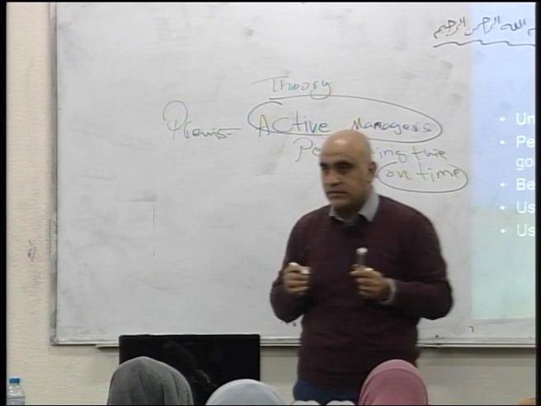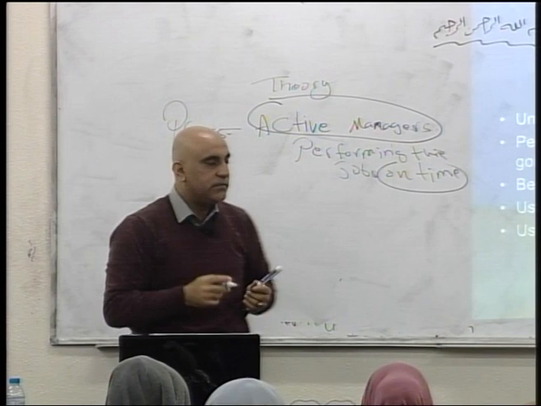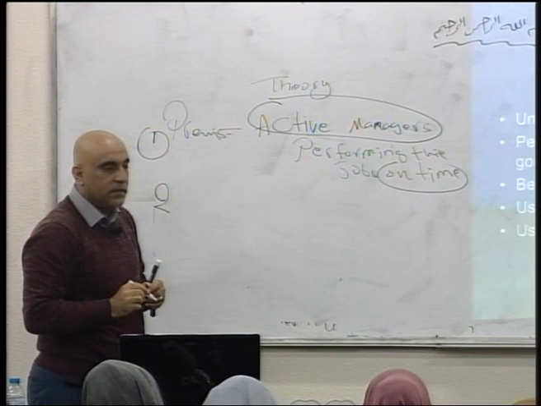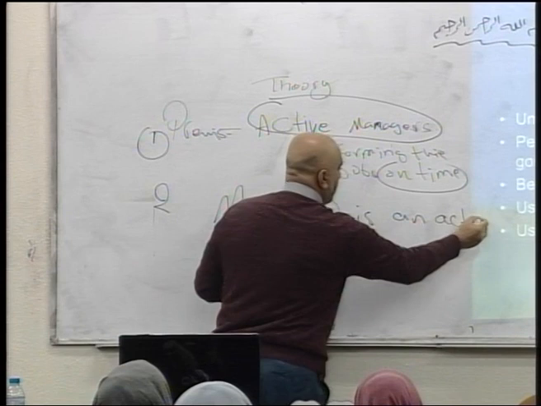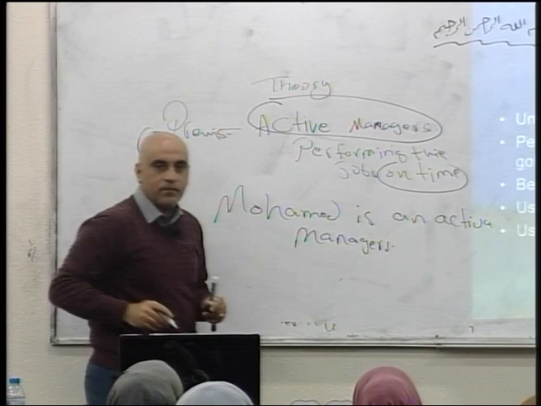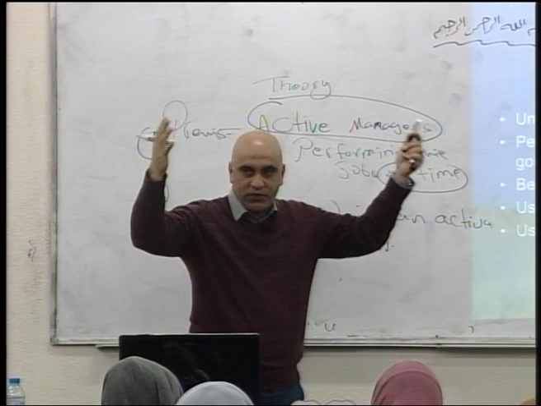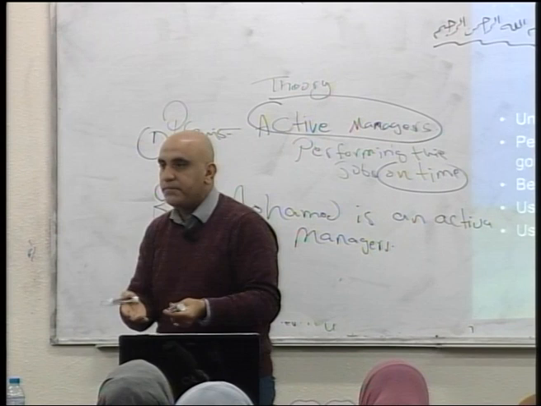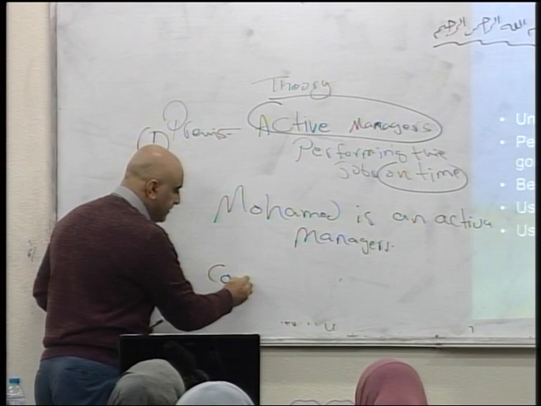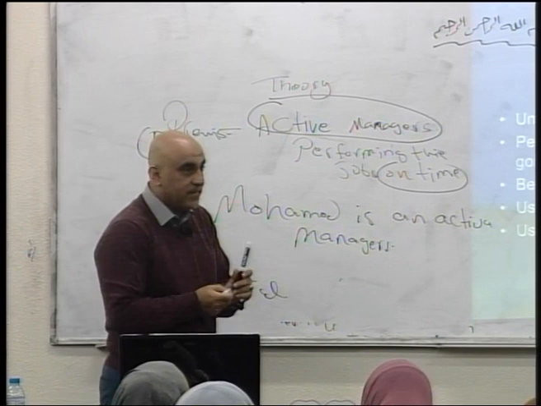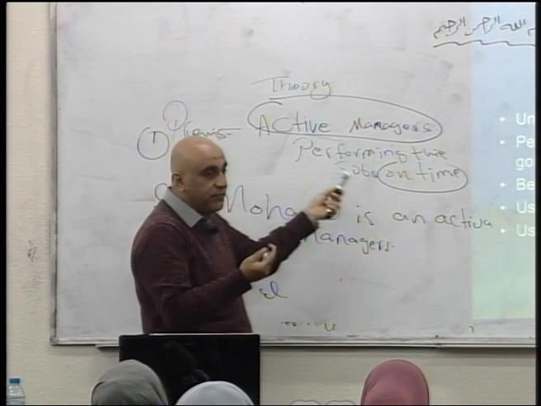As I said, we go from the general to specific. Now, this is the first. The second, so this is our assumption now: Muhammad is an active manager. So we have the general theory and we have the specific. The general says the active managers perform their jobs on time. But the hypothesis says Muhammad is an active manager. So what is the conclusion? Now we want to test. If Muhammad is an active manager, he will perform his job on time.